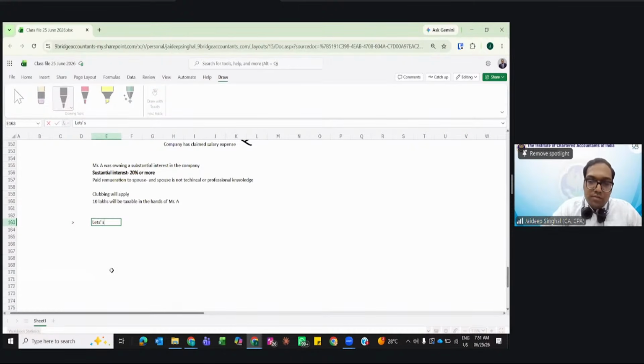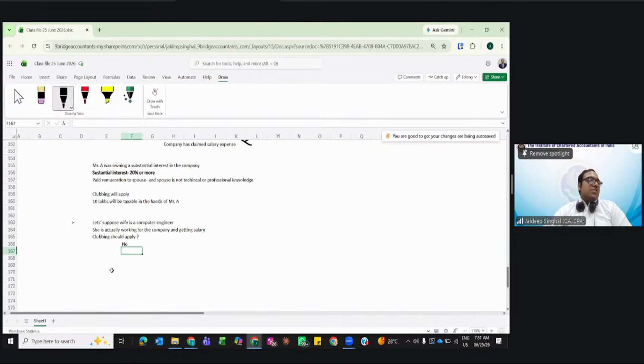Let's suppose the wife is a computer engineer. She is actually working for the company and getting a salary. Will clubbing apply? The answer is no. If she has the requisite knowledge and is actually working, then there is no problem. Clear?